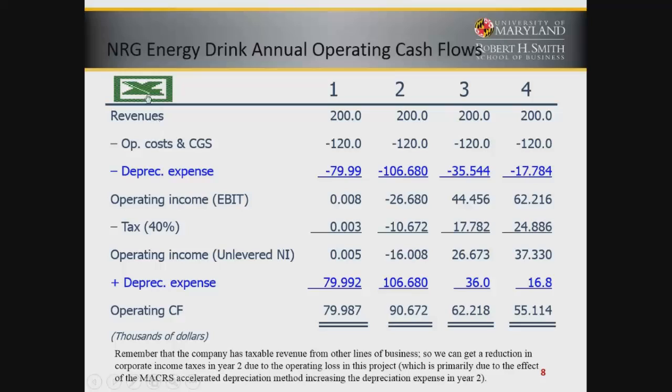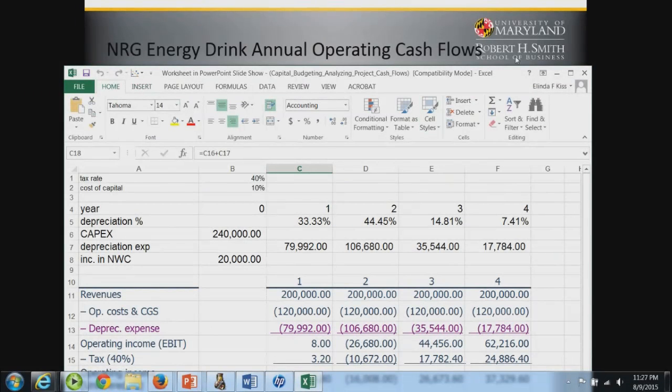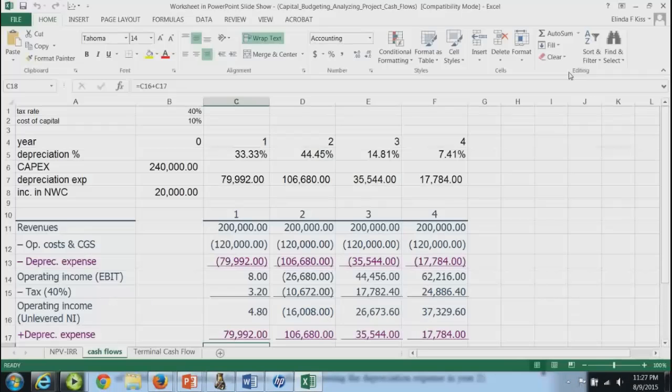Now you may have noticed there is an Excel link here. If you click on the Excel link, it will bring up the relevant operating cash flows here. So they're here for you to look at and see how everything was calculated. You can see the calculation of the depreciation expense, B6, which is the capital expenditure, times C5 here, the depreciation percentage for year 1.